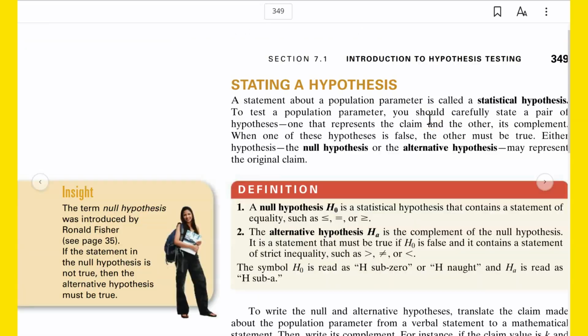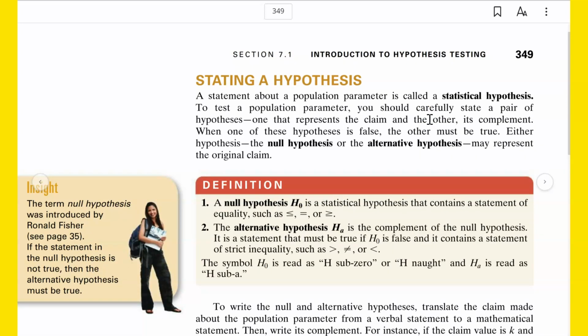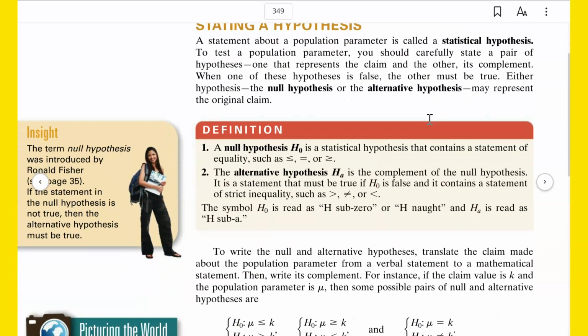Moving to the next page. Stating a hypothesis. A statement about a population parameter is called a statistical hypothesis. To test a population parameter, you should carefully state a pair of hypotheses, one that represents the claim and the other is its complement. When one of these hypotheses is false, the other must be true. Either hypothesis, the null hypothesis or the alternative hypothesis, may represent the original claim.